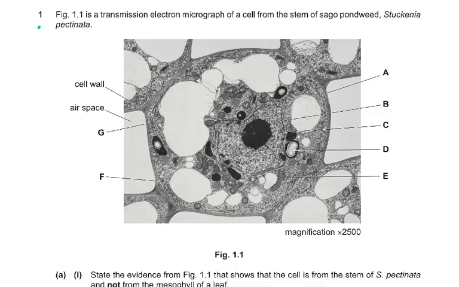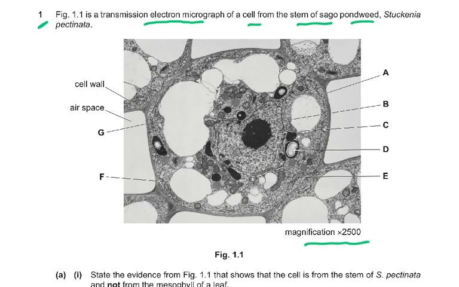Now coming to question number 1, figure 1.1 is a transmission electron micrograph of a cell from the stem of a pondweed, Stuckenia pectinata. Magnification is x2500, and you can say this is an electron micrograph because a light microscope's maximum useful magnification is 1500.